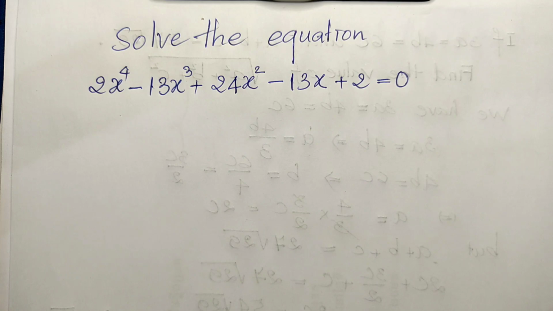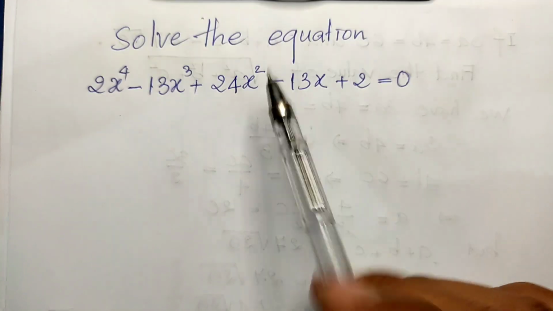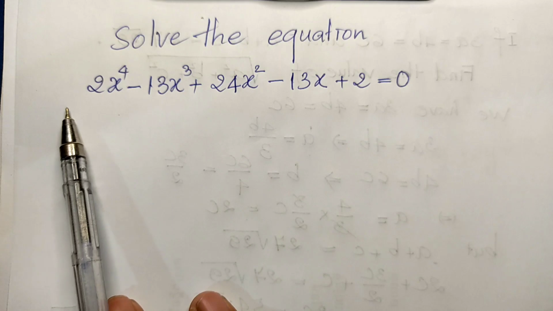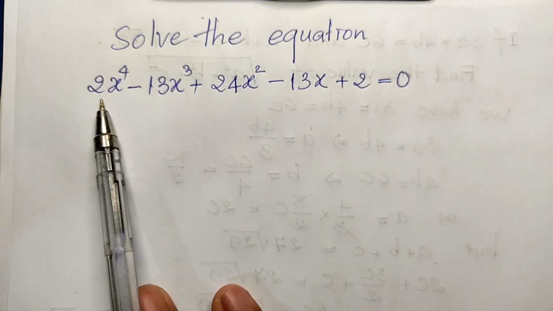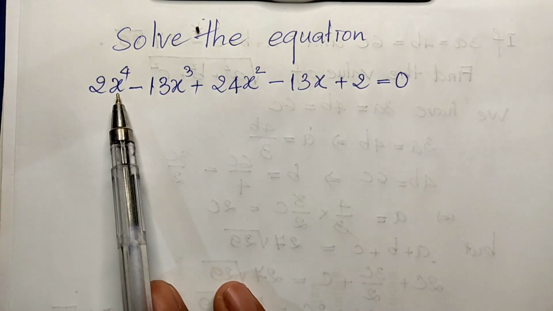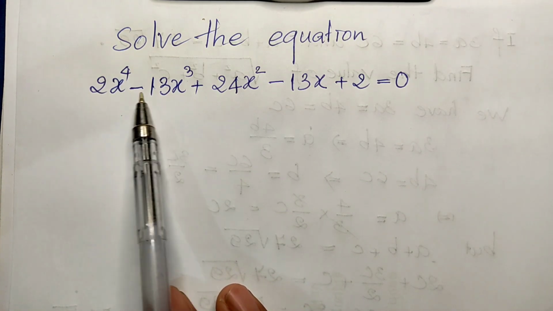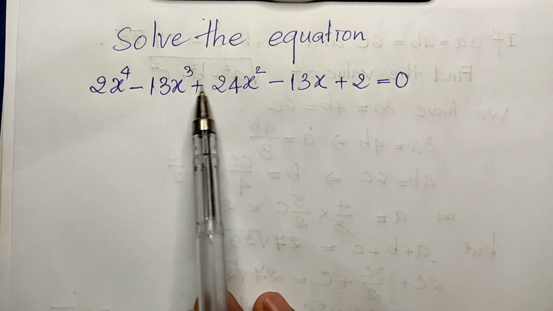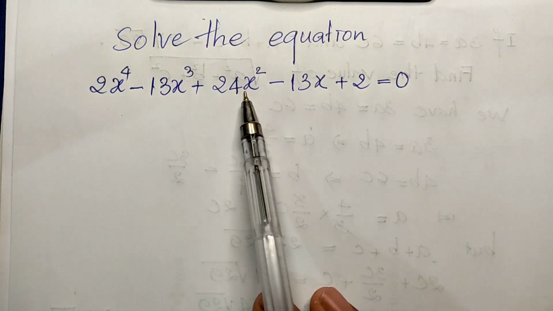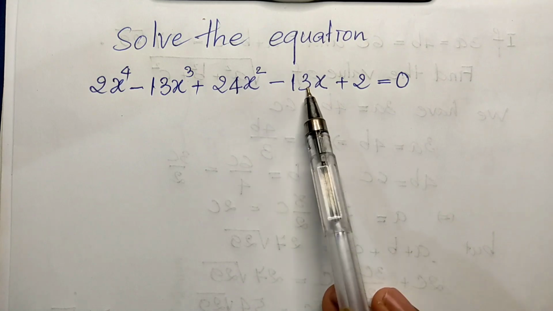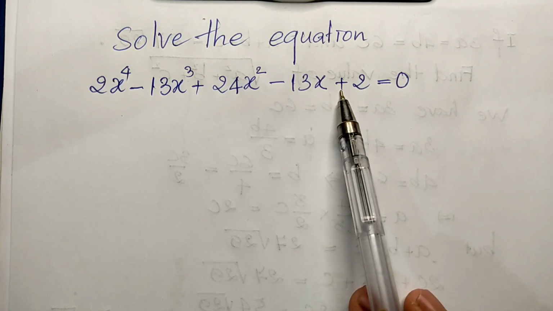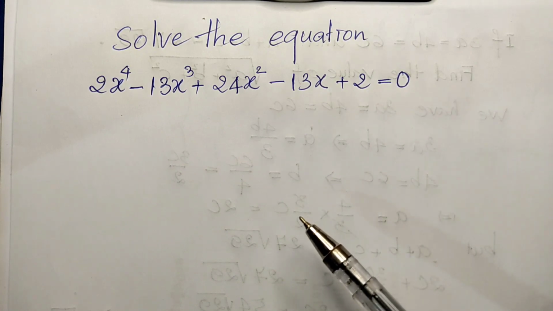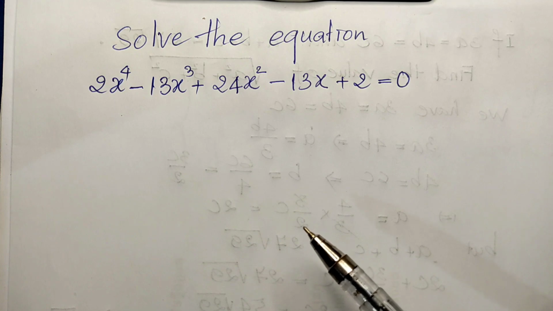Today I have one exercise on paper. Our equation is 2h^4 minus 13h^3 plus 24h^2 minus 13h plus 2 equals 0. Do you know how to solve this? If you know, please do it.